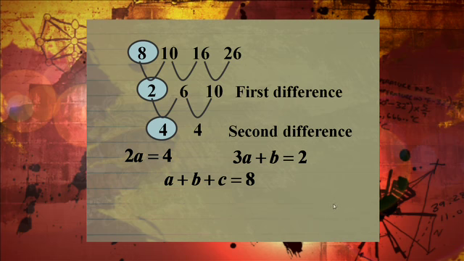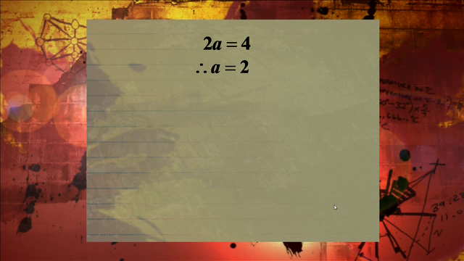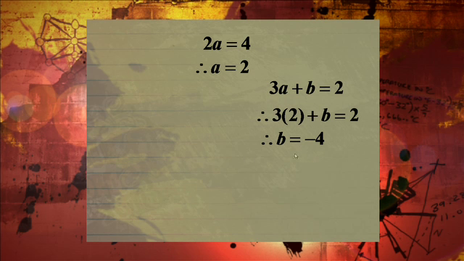So let's go to the next slide. 2a is 4, so if you divide both sides by 2, a is 2. We know that 3a plus b is 2, but what is a? Well, a is 2. So let's change the a to 2. 3 times 2 plus b is 2. So that's 6. So bring it across. What's 2 minus 6? It's going to be negative 4. Remember, 6 minus 4 is 2 anyway. There's b.